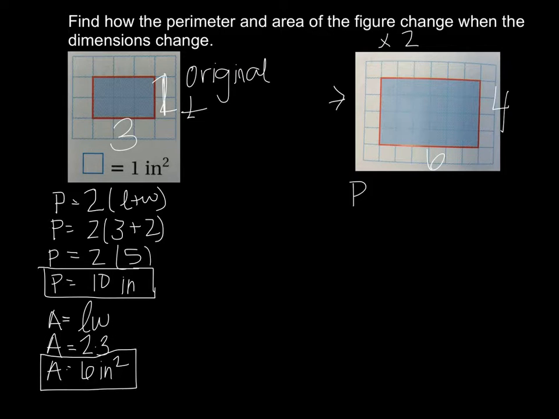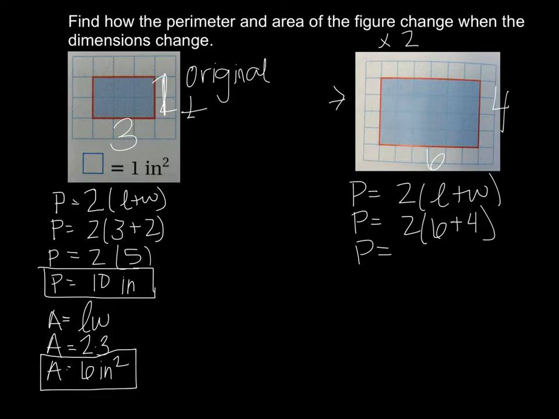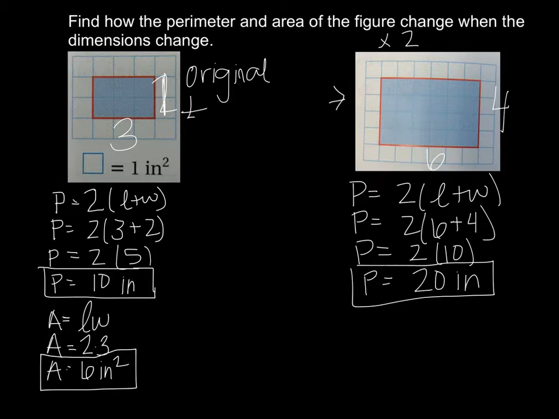So let's check. The perimeter equals 2 times the length plus the width. So our perimeter is going to equal 2 times 6 plus 4. Okay, so it's going to equal 2 times 10. So the perimeter is going to be 20 inches. Did that double? Did we multiply the perimeter by 2 as well? Yeah, we did. To go from 10 to 20, we multiplied by 2.